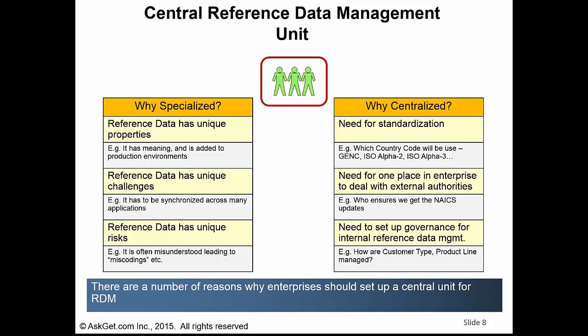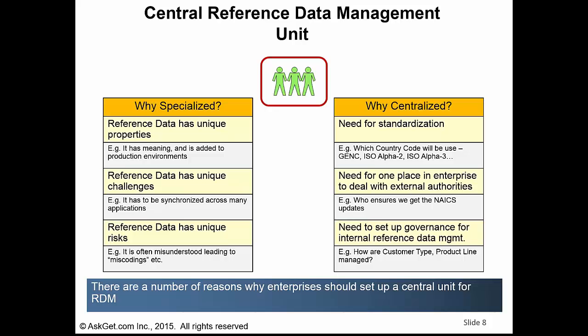So why centralization? Well, there's going to be a need for standardization. For instance, if we agree that a country code table is needed, which one are we going to use? The US GENC, the ISO Alpha 2, the ISO Alpha 3, maybe the UN numeric codes. What are we going to standardize on? They all have their pros and cons, actually, so there is some skill needed in making the choices there, and it becomes more difficult as we have to go out and discover standards.